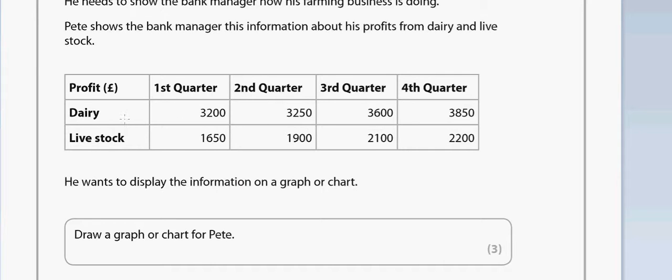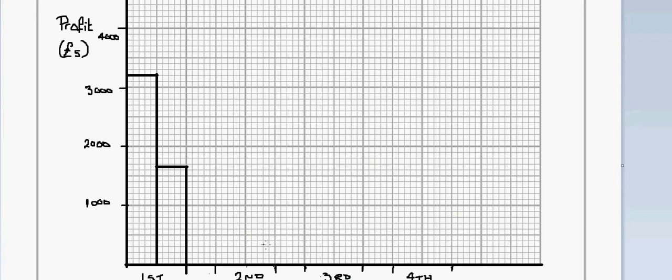So if I go into my graph, what I could do, say, is just shade this piece in to show that this is this particular profit, and the other one I'll leave blank.